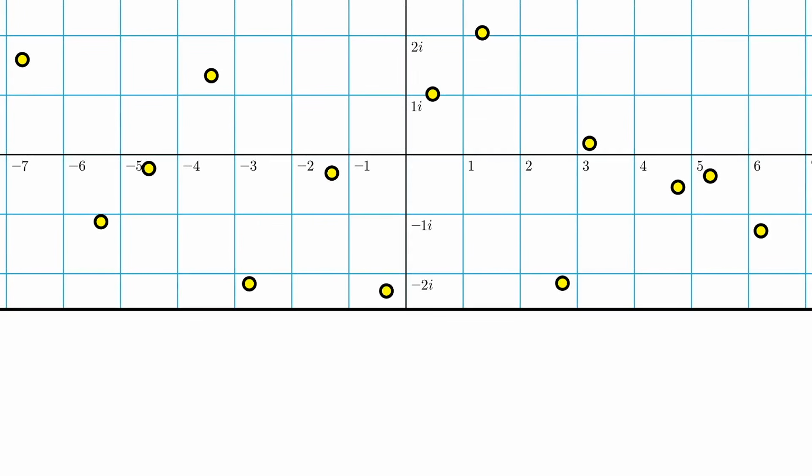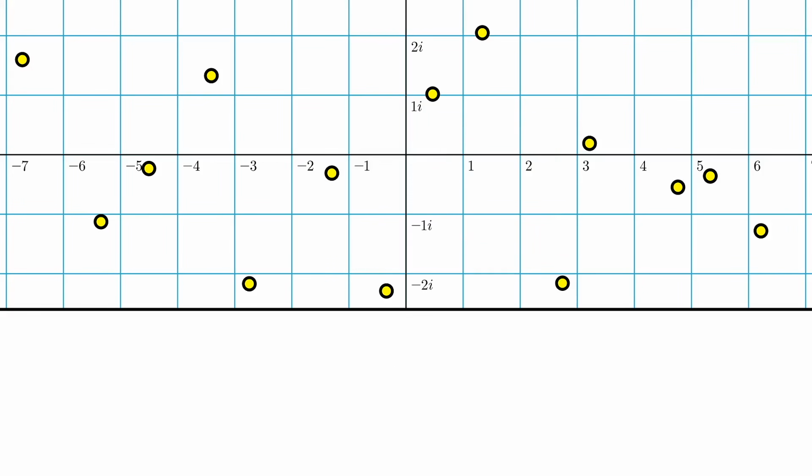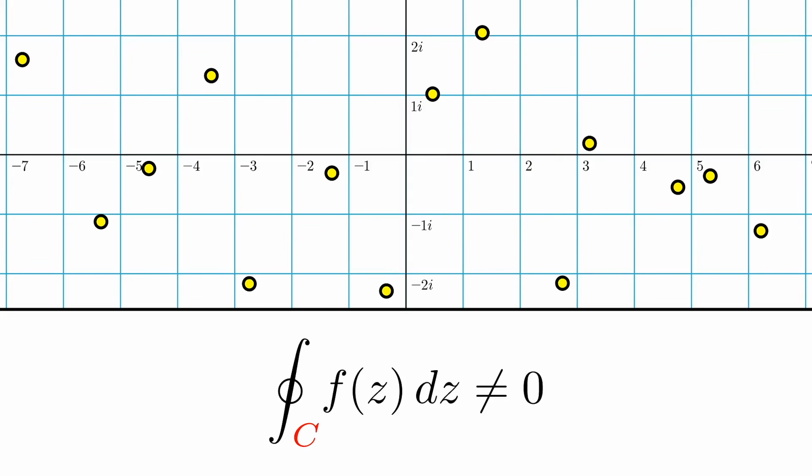Exactly the same methods we use to prove this show that if f of z is any complex function, and C is any simple closed loop, if C contains no singularities of f of z, then the integral of f of z dz along C will be exactly 0. Or, put a different way, if we ever find a simple closed curve C where the integral of f of z dz around C is not 0, then the curve C definitely contains at least one singularity of f of z.